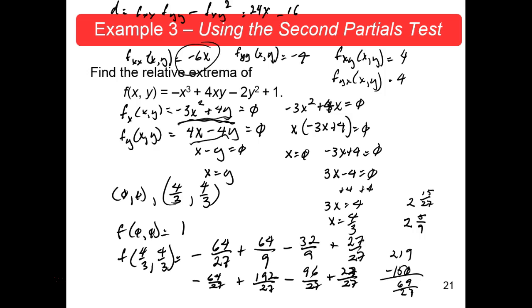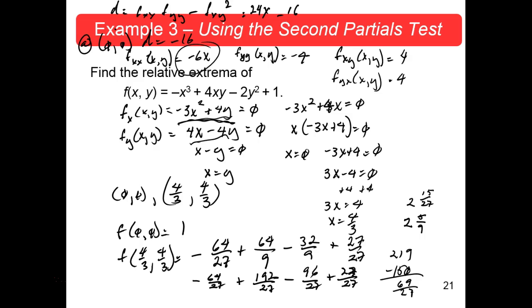Let's evaluate it at our two critical points. At 0, 0, when x is equal to 0, your discriminant is equal to minus 16. That's negative. If your discriminant is negative, then you have a saddle point. So at 0, 0, you have a saddle point. At one place it's curving down, the other place is curving up. Not going to be a relative minimum or maximum. So that one's out of the play.